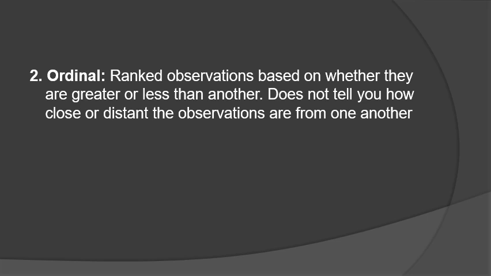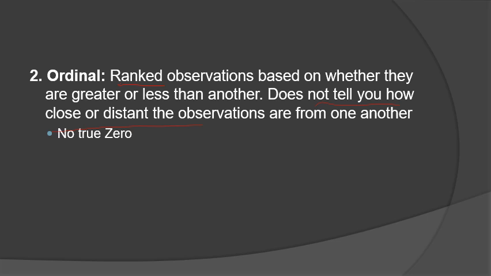The next is ordinal. Ordinal is going to be ranked. The big thing to know or to think about for ordinal is ranked. Ordinal doesn't care about how close or distant different observations are. All it cares about is that if you've got a 1, it comes before 2. 2 comes before 3. If you're talking about size, 3 is greater than 2, 2 is greater than 1. But it doesn't say anything about the distance between 1 and 2 and 2 and 3.